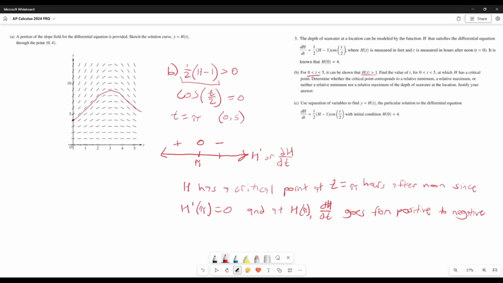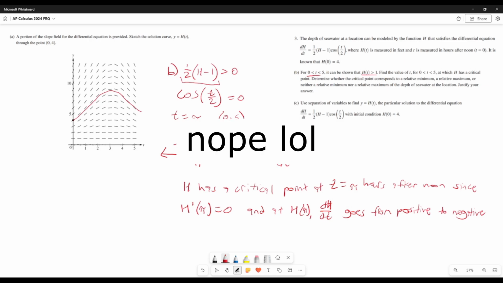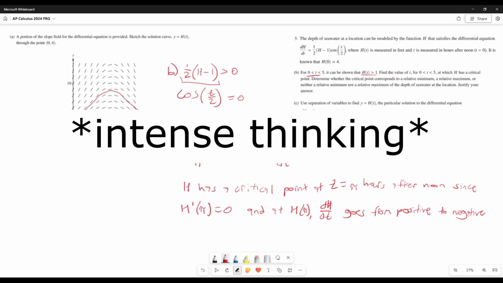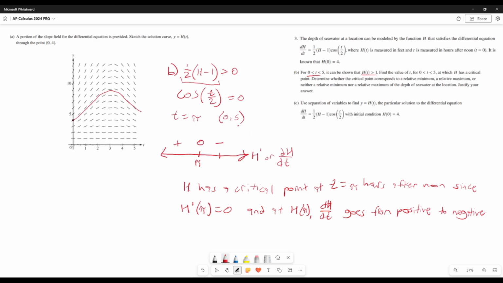And that should be all of the justification that we need. Oh, excuse me, no. We also need to determine whether it's a relative maximum. So we say that h of pi is a relative max. And that is all the justification we need for that question.